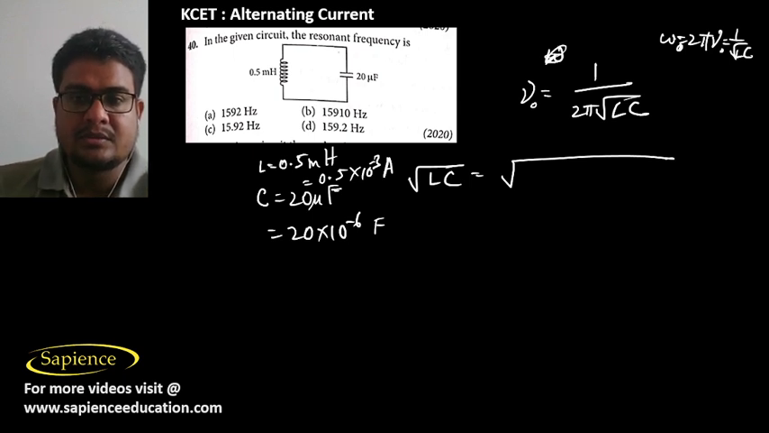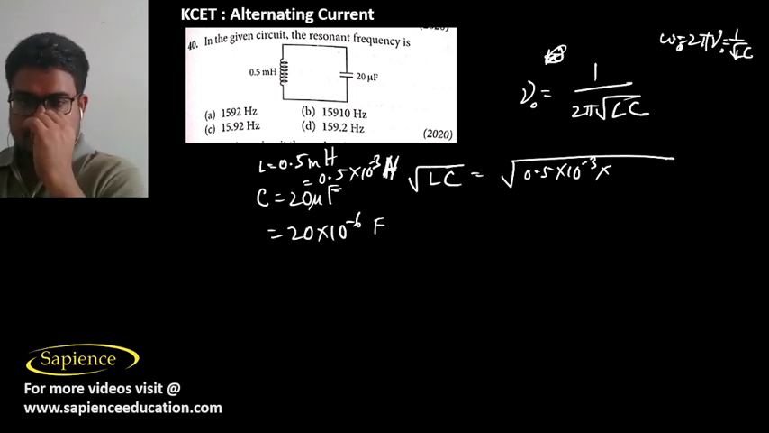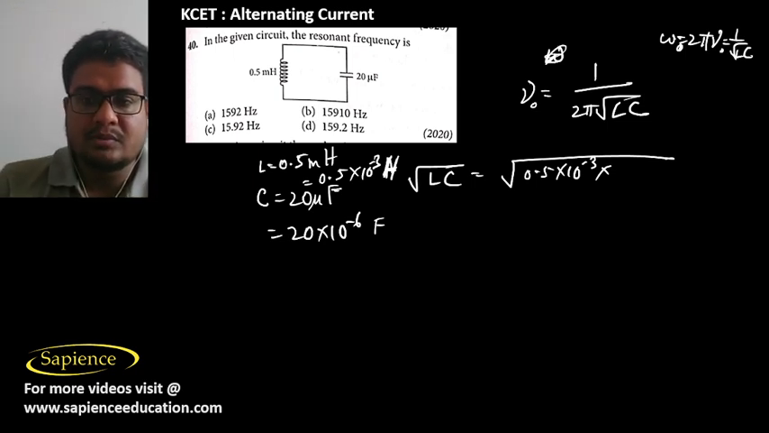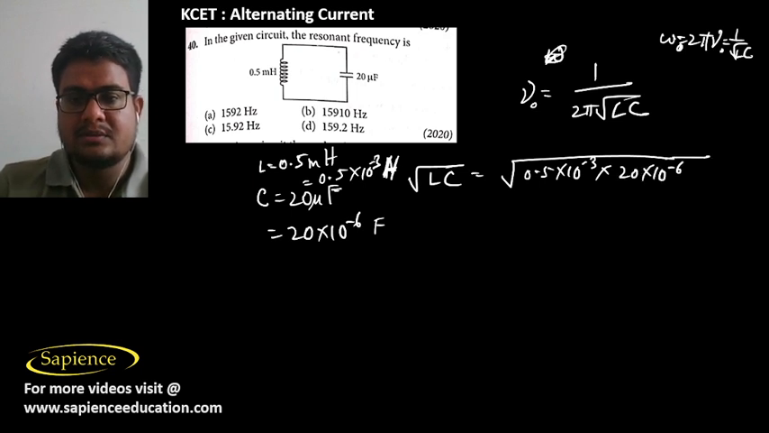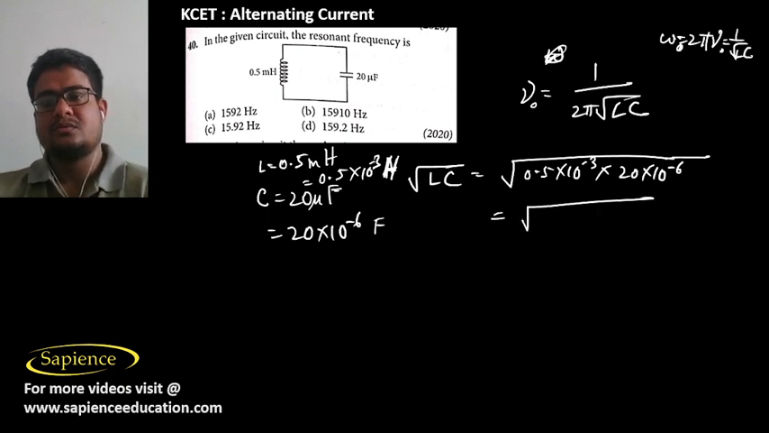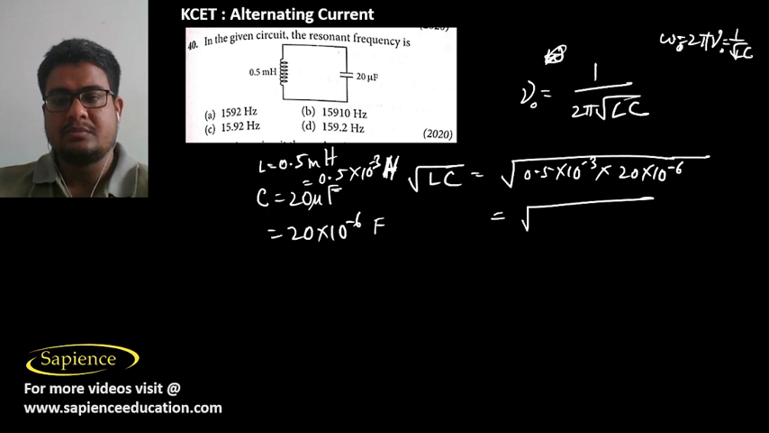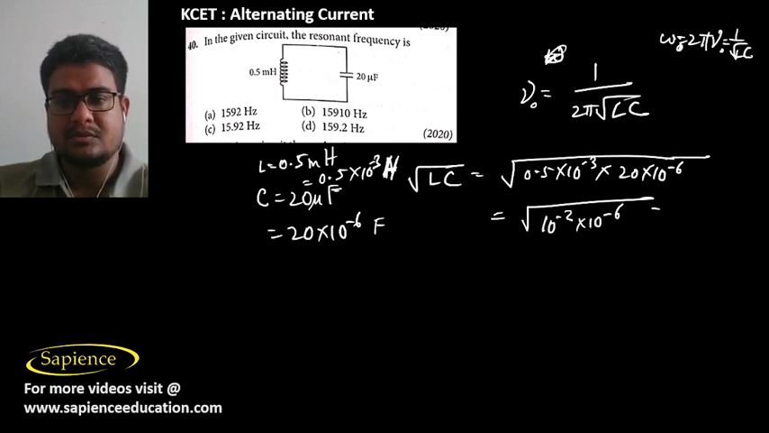This we can write 0.5 into 10 power minus 3 Henry. No, it's not ampere, it's milli Henry. Into 20 into 10 power minus 6. Correct. So this will be equal to 0.5 into 20, that is 10, 10 into 10 power minus 3, that is 10 power minus 6.